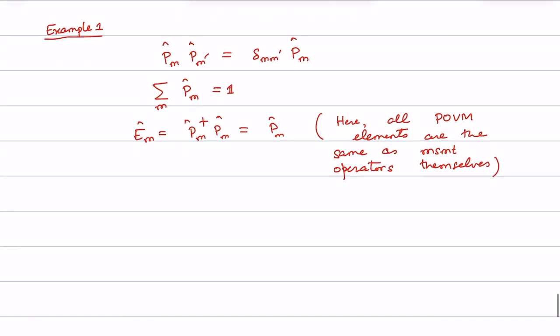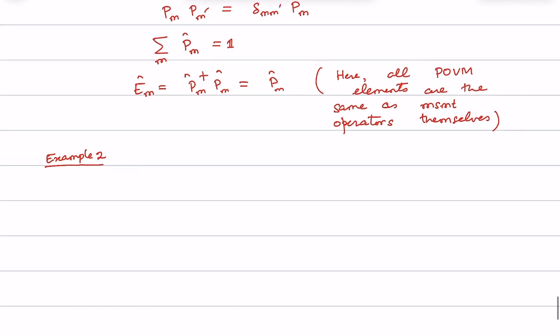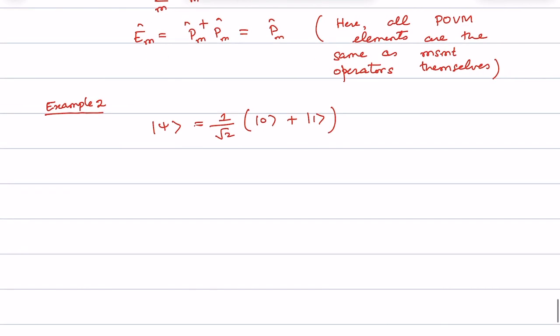Maybe let me give you another example. Let us say another example. Consider this one. Let us say a state ket psi is given. It's a qubit system. It is in a superposition of ket 0 plus ket 1. This qubit state. What are the POVM elements here? It's also trivial, and you know what the POVM elements are here. Two elements are there. One is the projector ket 0 bra 0, and the other one, E_2, is ket 1 bra 1.